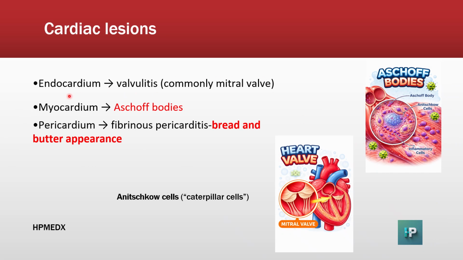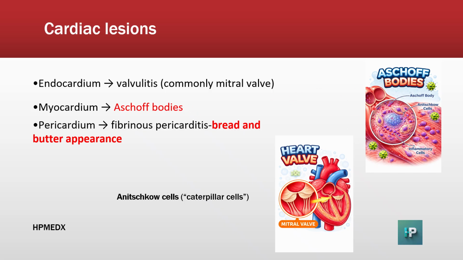And the next thing is cardiac lesions. Here, the cardiac lesions affect all three layers of the heart, that is endocardium, myocardium and pericardium. In the endocardium, the main thing that happens is valvulitis, and the commonly affected valve is the mitral valve. And in the myocardium, the characteristic feature is Aschoff bodies.